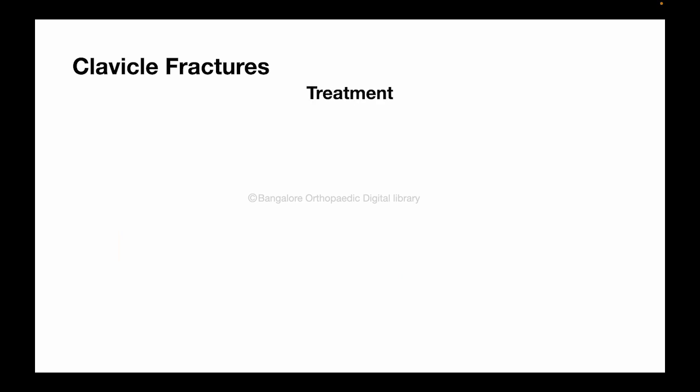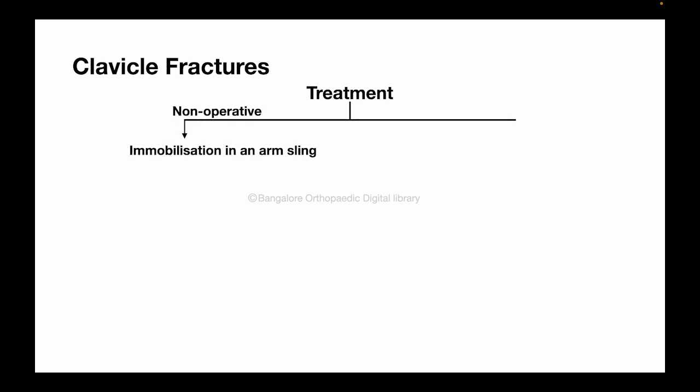Coming to treatment, most clavicular fractures are treated by conservative methods, resting the arm in an arm pouch, and sometimes a clavicular collar is used. However, it is more cumbersome for the patient to wear.